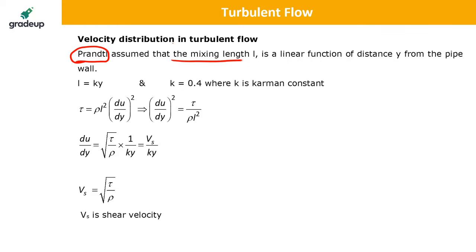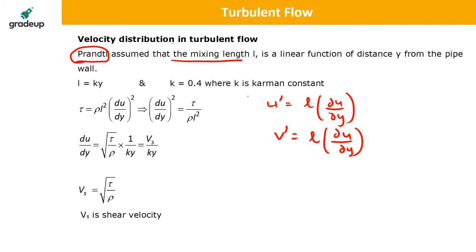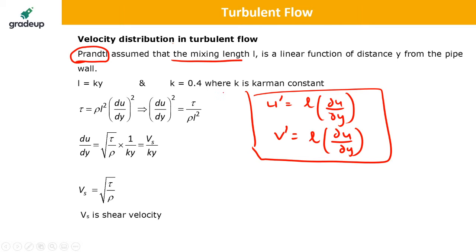Prandtl gave a mixing length model, and according to Prandtl, u dash is equal to L times du by dy, and v dash, these two fluctuating components of velocity, is also equal to L times du by dy. So he says that this fluctuating component of the hypothesis means assumptions. The meaning of hypothesis is the assumptions that have been taken by different scientists for the study.